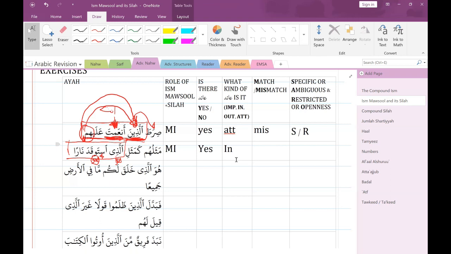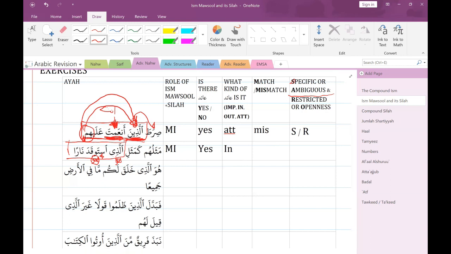Oh no, specificity will be there, because it's alladhi, so it will be specific. But restricted and openness, that one is not there because now there's a match. Because we know exactly what we're talking about, it's already specific, so there's no openness created. Okay, so there are two things: one is specific and ambiguous, and the second is restricted and openness. Yes, there are two things.